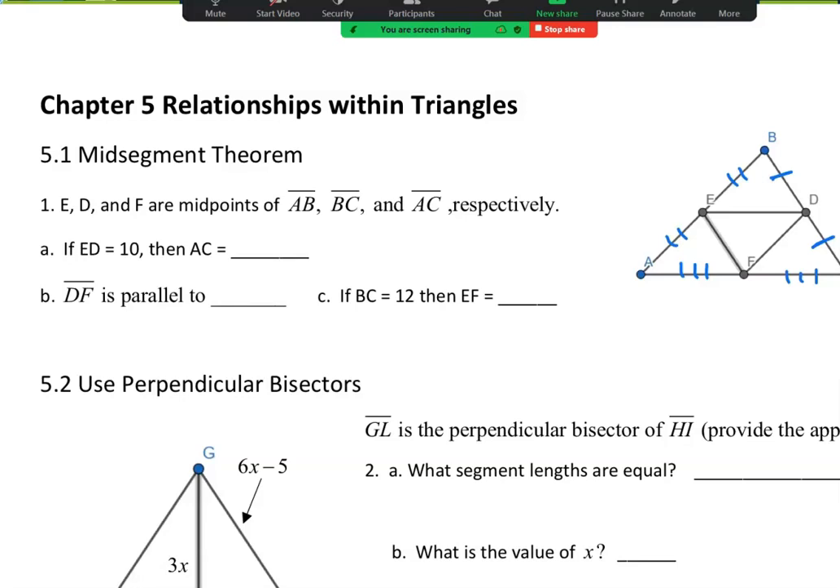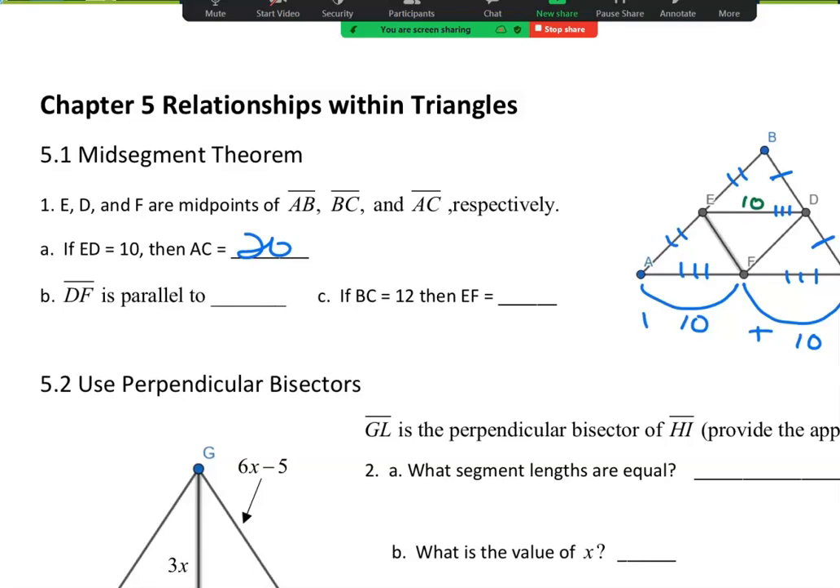It says if ED is 10, okay, so make ED 10, then AC is what? Well, you know what else I know about ED? I know it's also 3 hash marks. So that means that from A to F right here, that's 10, and from F to C, that's 10. So if I want to know what AC is, I have to add the 10 plus the 10, and I get a value of 20.